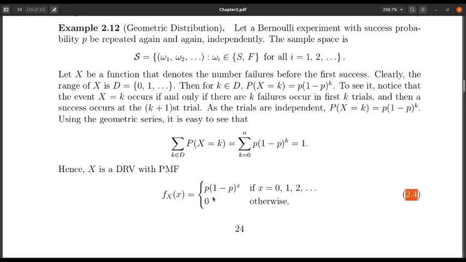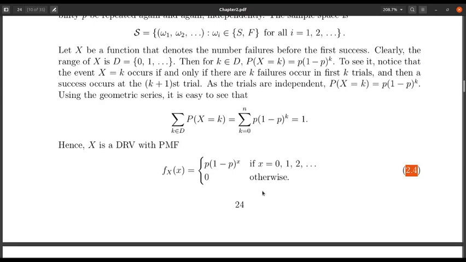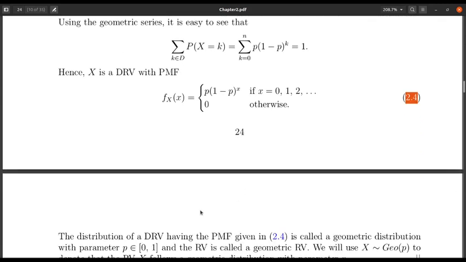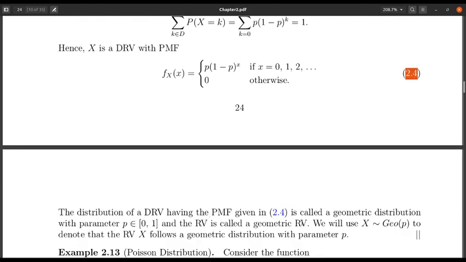Probability mass function is 2.4. And if x is a discrete random variable having this PMF, then we call the distribution of x the geometric distribution with parameter p, and the random variable a geometric random variable, and we use the notation x follows GEO(p). Okay, clear?